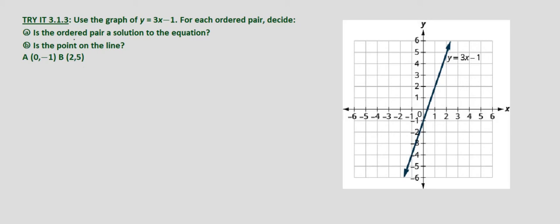So is 0, negative 1 a solution to the equation? So we'll use our equation. I'll just underline this here. I'll write part B over to the side, but for this, since we have 0, negative 1, we want to know, does negative 1 equal 3 times 0 minus 1? So negative 1 equals 0 minus 1. 3 times 0 is 0, and minus 1 is negative 1. So yes, so for part A with point A, yes, 0, negative 1 is a solution.